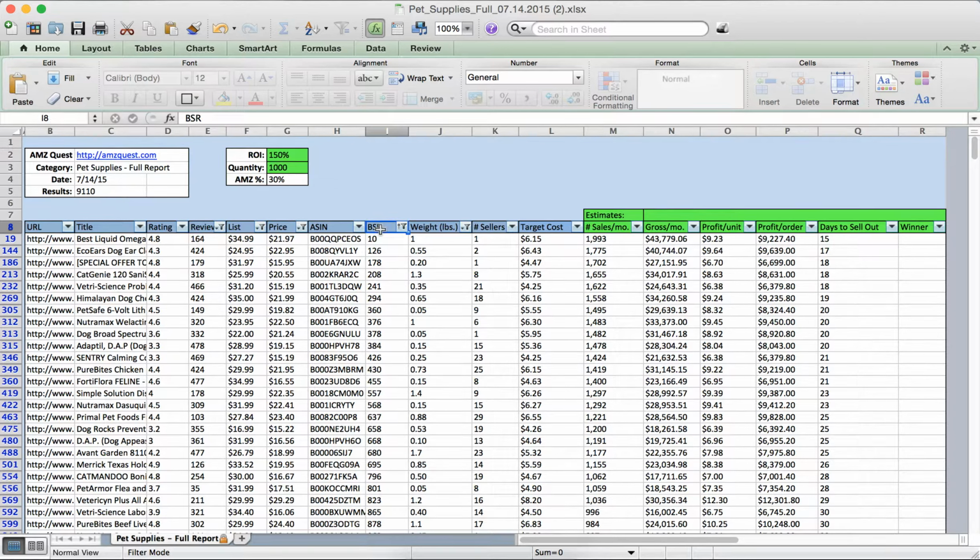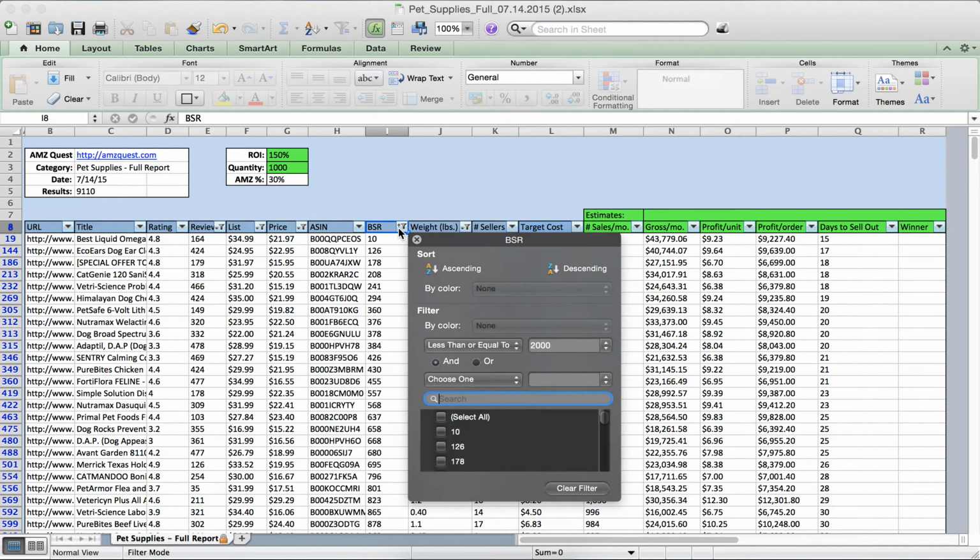Moving on to BSR, as you guys know, this is a very important feature in these reports because you can see how the items are selling given estimated sales per month. So I want to be looking at items where, at the minimum, I'm going to be able to sell 500 units a month, and there's going to be that demand. Within the pet supply category, I set my BSR filter to less than or equal to 2,000. Keep in mind that for different categories, this BSR range will be different. So again, this is just for pet supplies, and that's going to be less than or equal to 2,000.